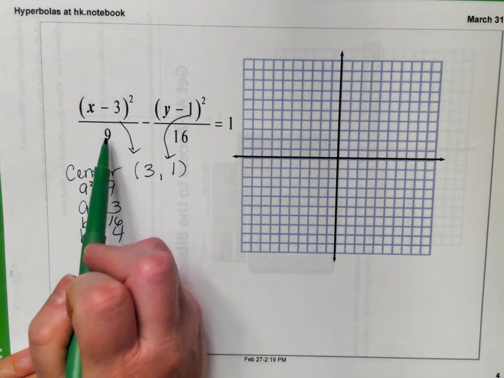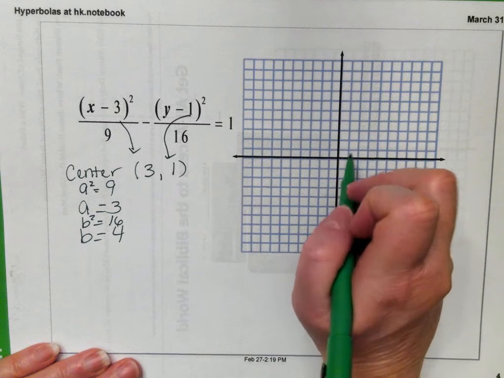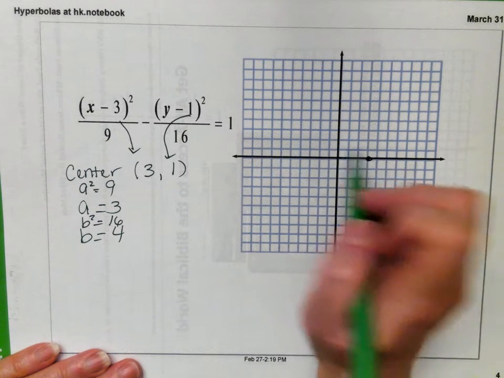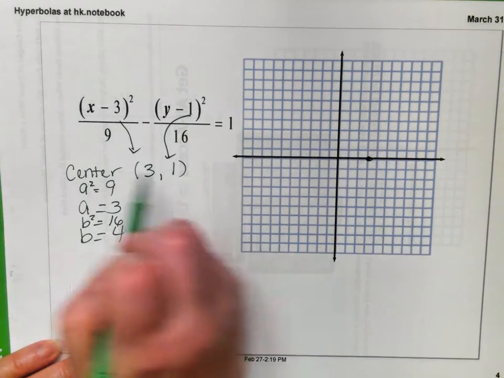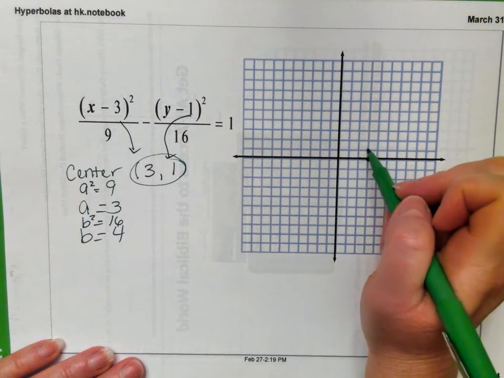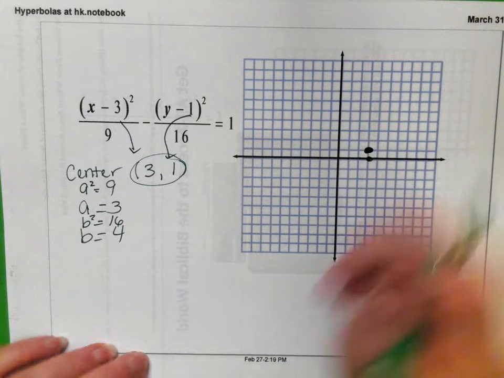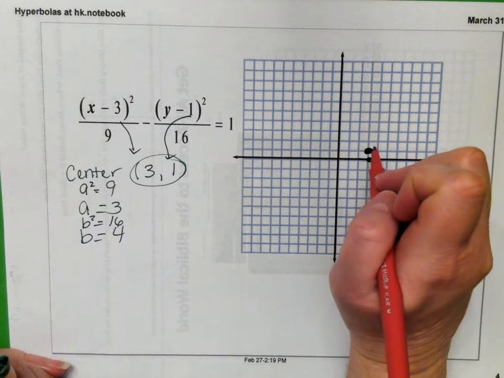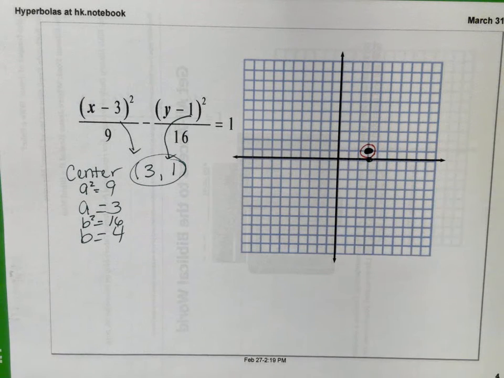So again, A is under X, so it goes side to side. 1, 2, 3 to the side. 1, 2. Oh, holy cow. Forgot about my center, didn't I? Let's go to 3, 1. 1, 2, 3, and up 1. There's my new center. You know what? I'm going to circle that in red. So there's my new center.